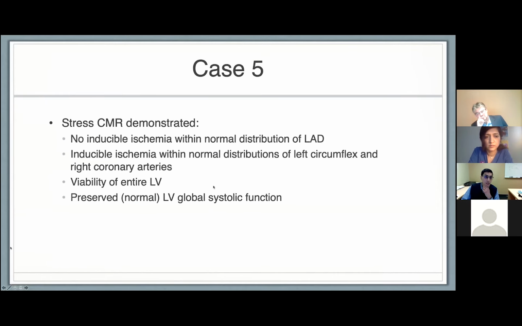And so the stress CMR demonstrated no inducible ischemia within the normal distribution of the left anterior descending artery, but there was severe inducible ischemia within both the left circumflex and right coronary arteries, with viability of the entire LV and preserved LV global systolic function.